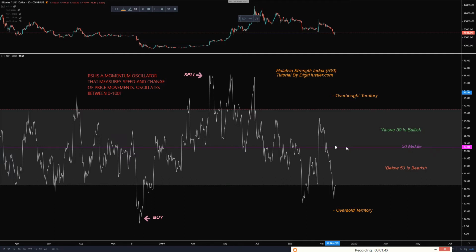I highlighted it in purple, and whenever the price is above 50, it is considered bullish. Whenever it's below 50, it's considered bearish. Whenever it's on the outside of the top part of the band, it's considered overbought, and whenever it's outside the band on the bottom side, it's considered oversold.